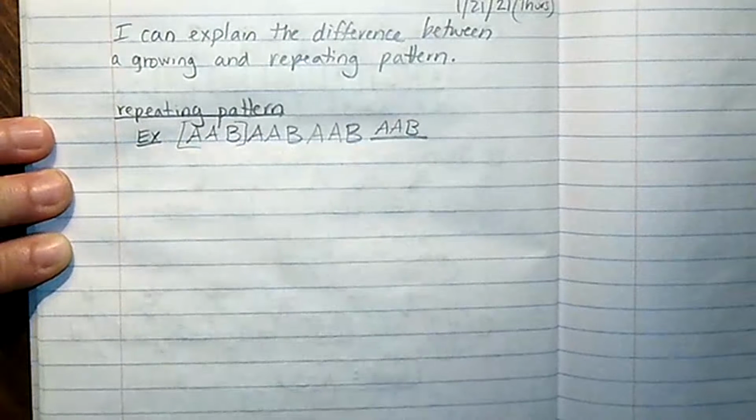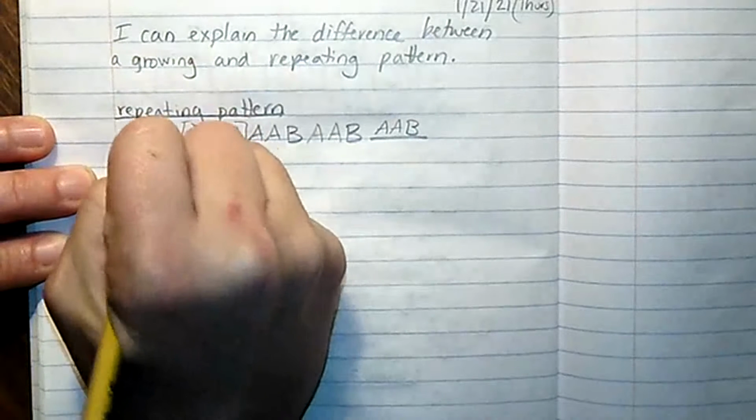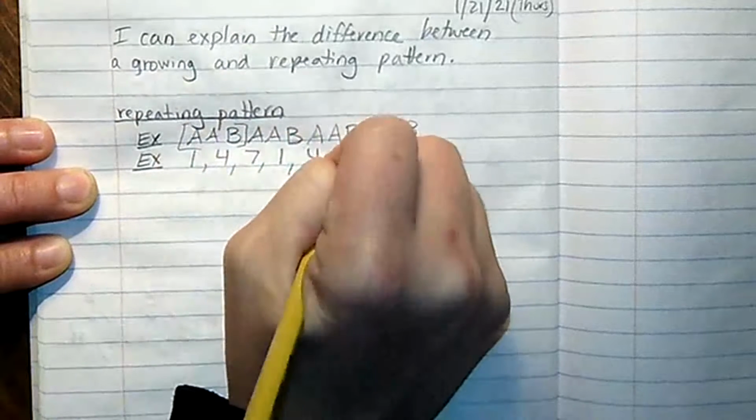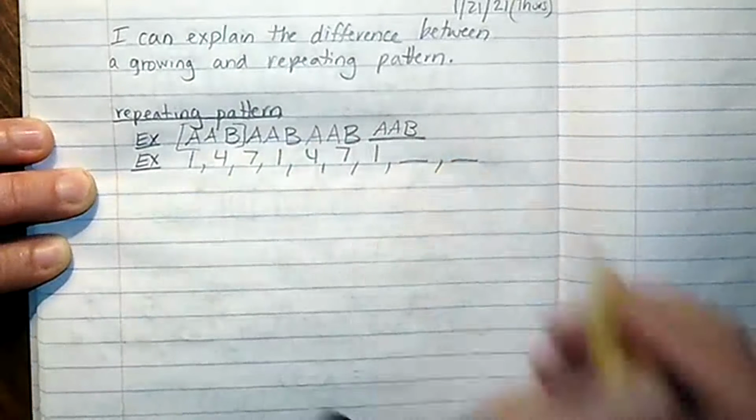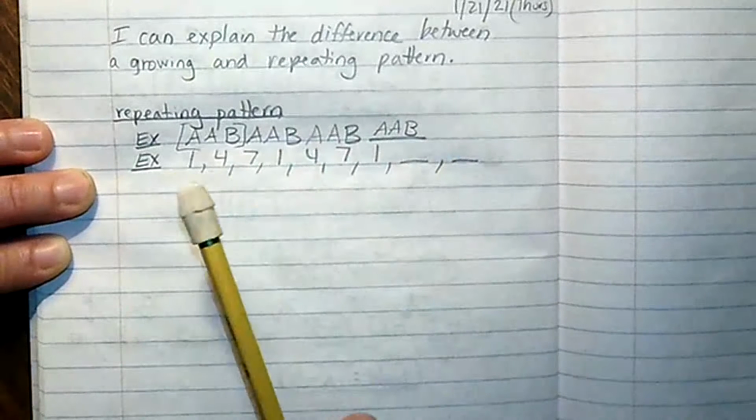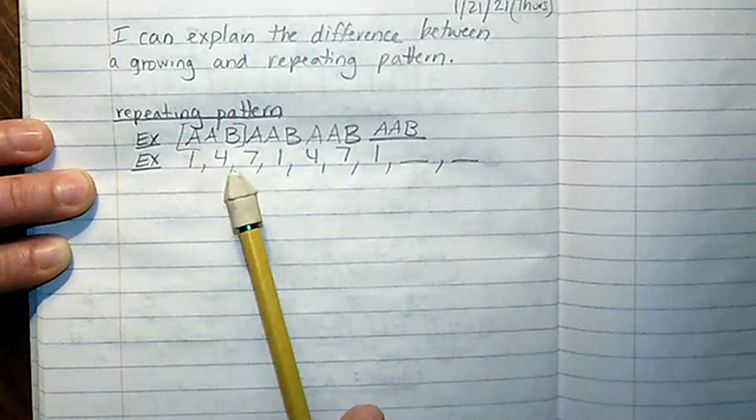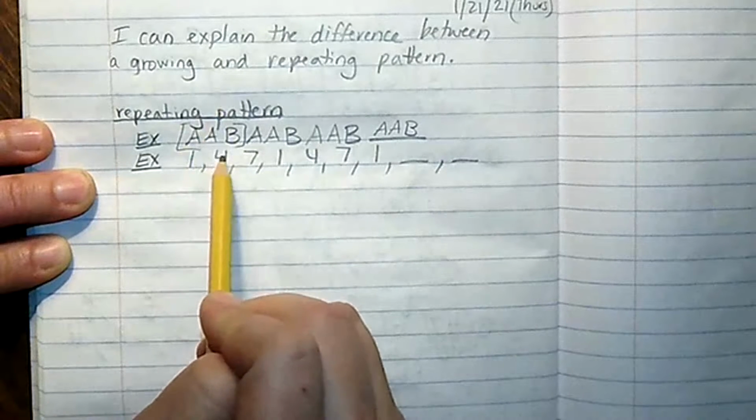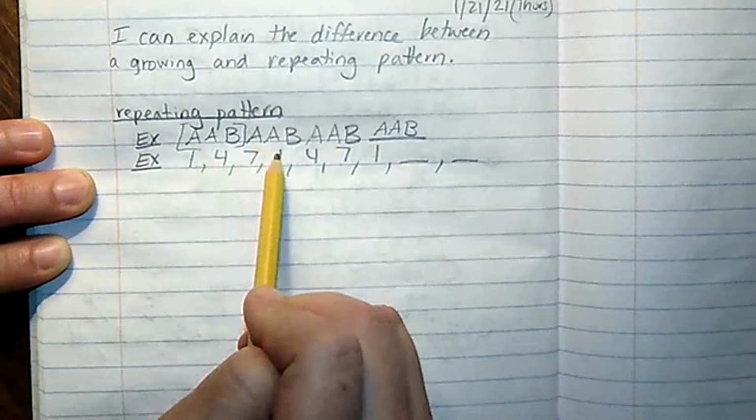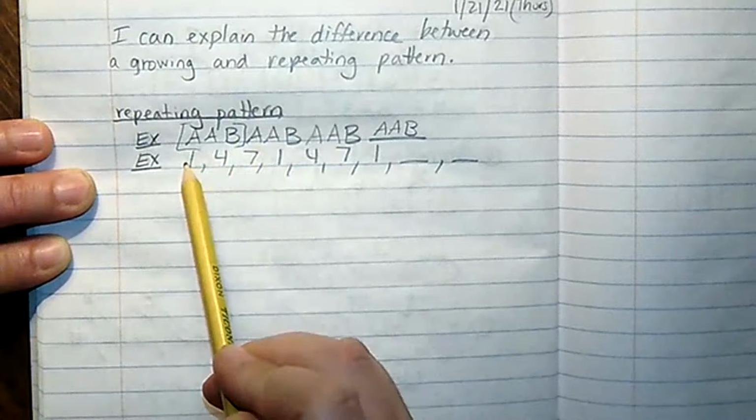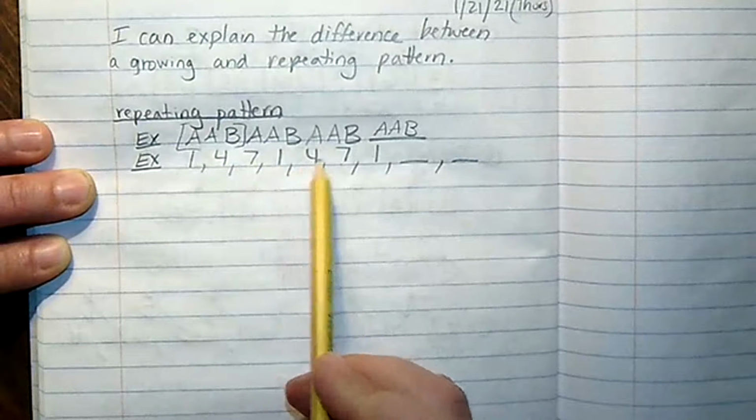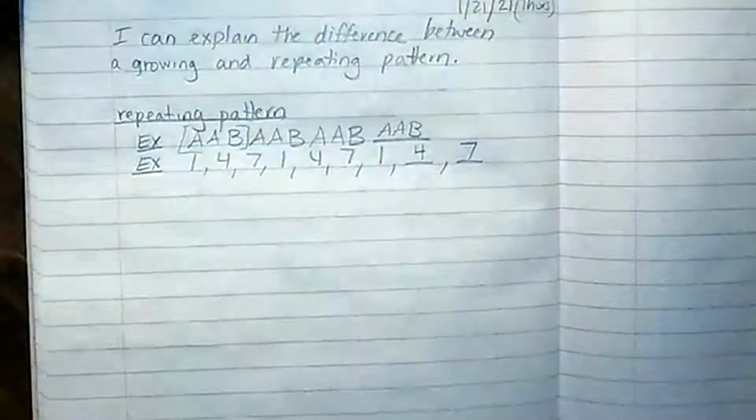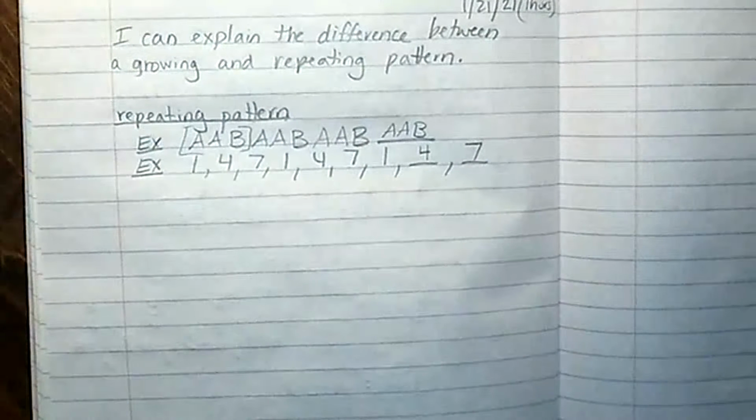And in this example, I used letters instead of numbers. Let me show you an example where I use numbers. Here's a pattern. 1, 4, 7. I could think the pattern's plus 3. 1 plus 3 is 4, plus 3 is 7, plus 3 is 10, not 1. So 1, 4, 7, 1, 4, 7, 1, 4, and then 7. That's another example of a repeating pattern.